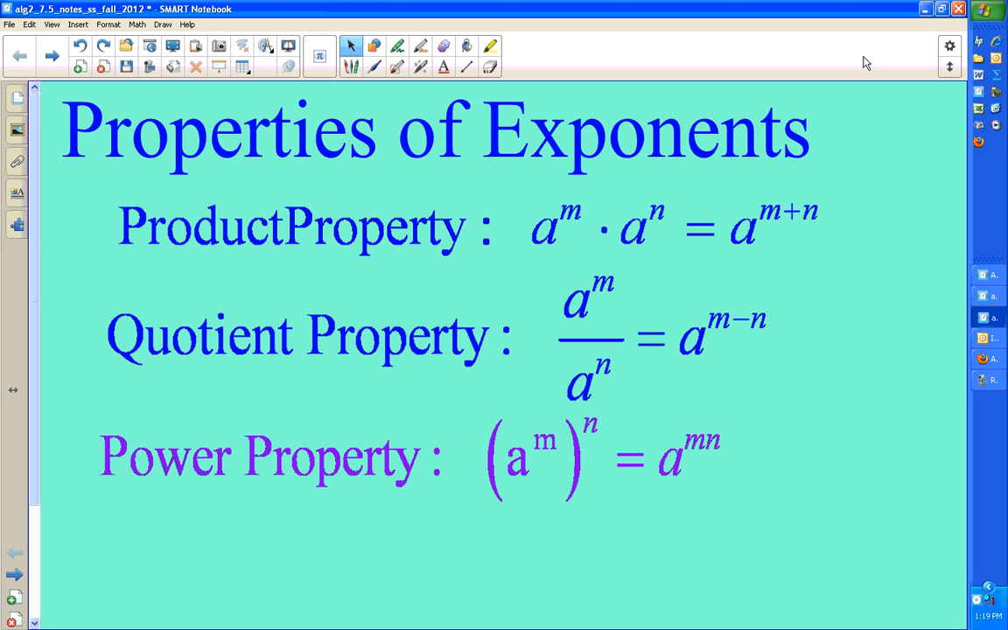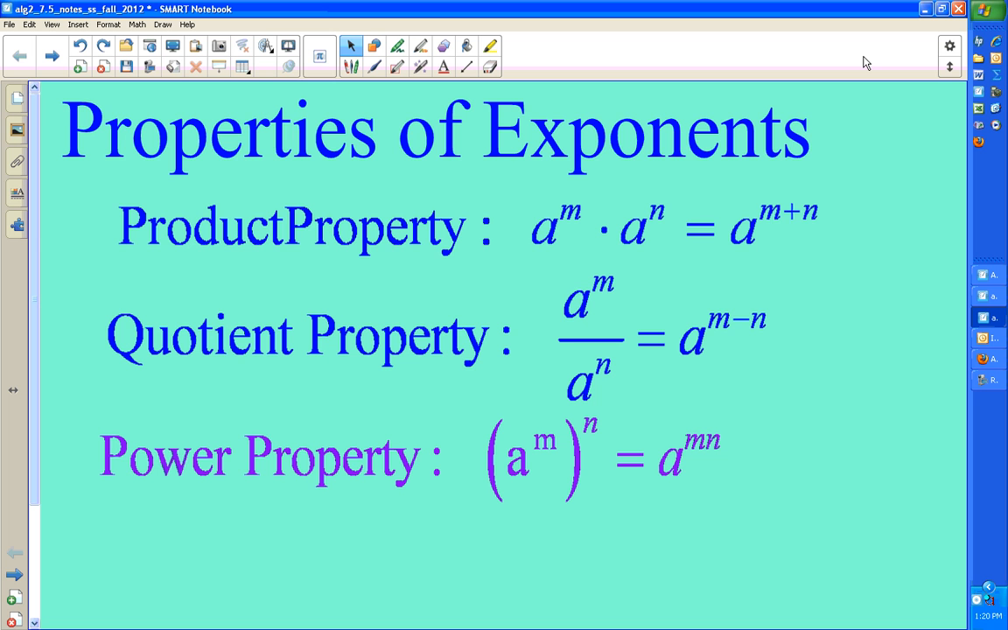What's a log? An exponent. The product property, what do you do with your exponents? Add them. Quotient property, what do we do with our exponents? Subtract. In power property, what do you do with your exponents? Multiply. Remember, a log is a power, so the properties of logs are going to behave just like these properties of exponents. This is at least the third time, it might be the fourth, that these have been in your notes. You should have flashcards on these because they don't go away.